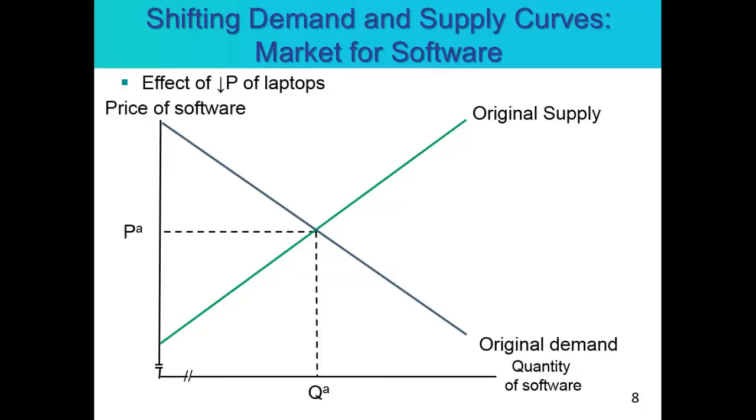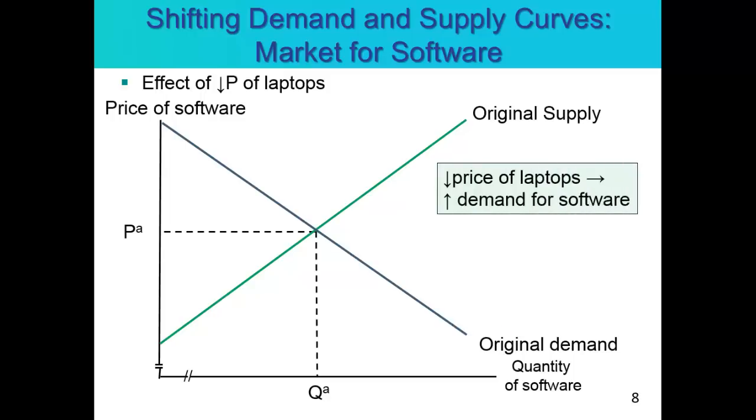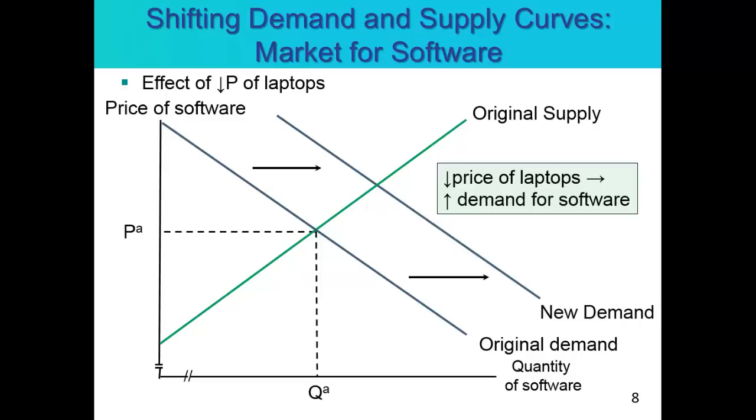Now let's look at the market for software. Currently, again, starting at a point where we are in equilibrium, and we're going to analyze the effect of a decrease in the price of laptops. These two markets are related. When the price of a laptop decreases, it's going to affect the market for software because laptops and software are complements. So remember, when the price of a complement falls, demand for the software will increase. So the demand will shift out to the right. And let's analyze how we get to the new equilibrium.